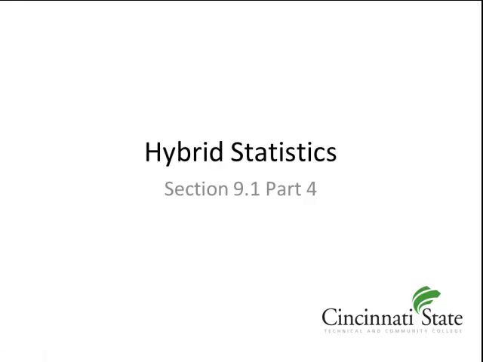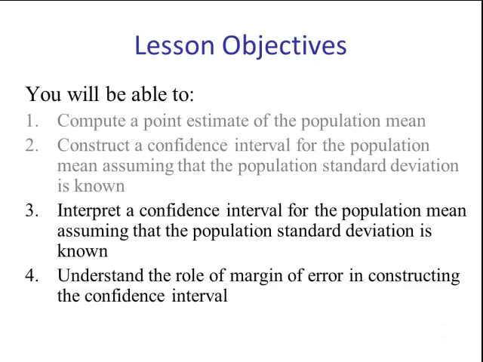Section 9.1, Part 4. Lesson objectives. Interpret a confidence interval for a population mean, assuming that the population standard deviation is known. Understand the role of margin of error in constructing the confidence interval.